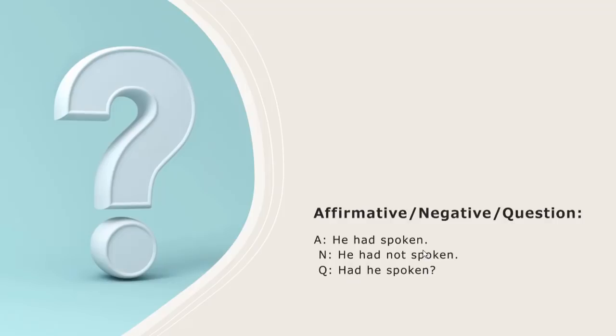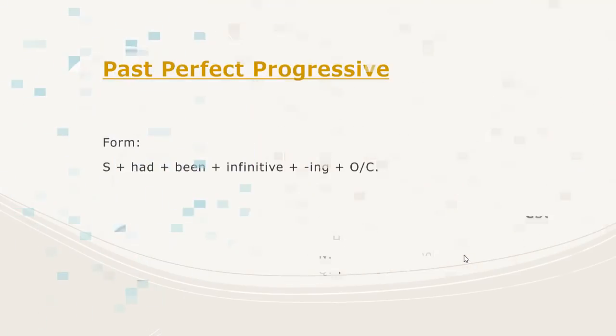He had not spoken that language before. Had he spoken that language before? Okay. Now we go to another tense, what's so-called past perfect progressive. Remember, when we are talking about progressive, it is with ing, always with ing. Take a look at this, right?